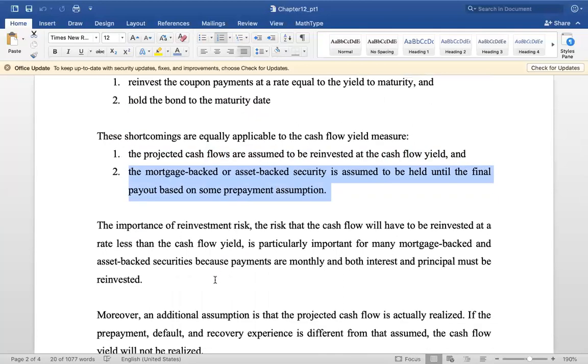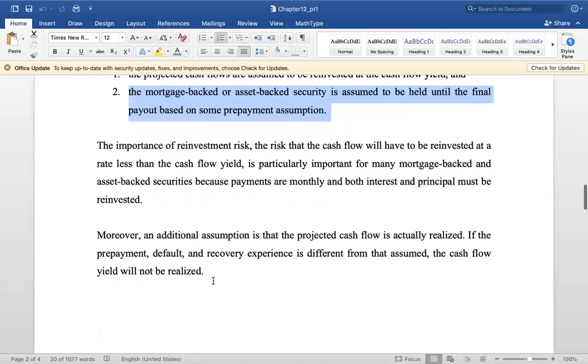The important thing here is reinvestment risk, the risk that the cash flow will have to be reinvested. The reinvestment risk is particularly important for mortgage-backed and asset-backed securities, because the payments are monthly, and both interest and principal must be reinvested at the cash flow yield. So the reinvestment assumption is more crucial for these kinds of securities as compared to when we discussed it for the bonds.